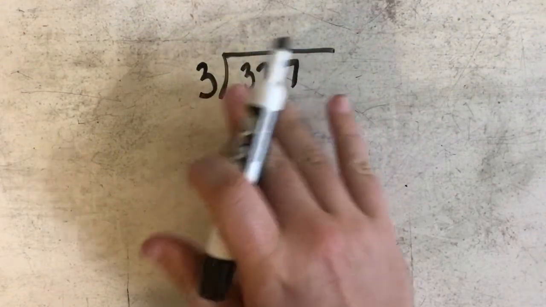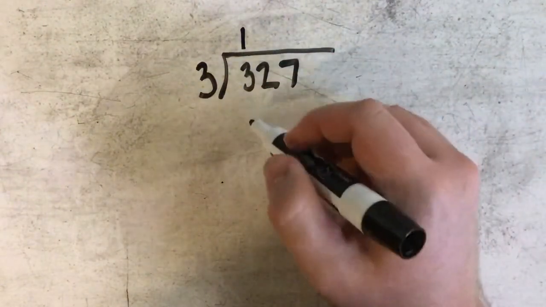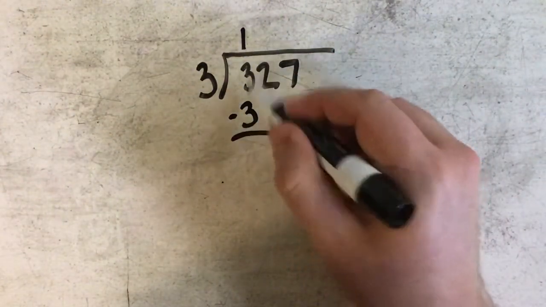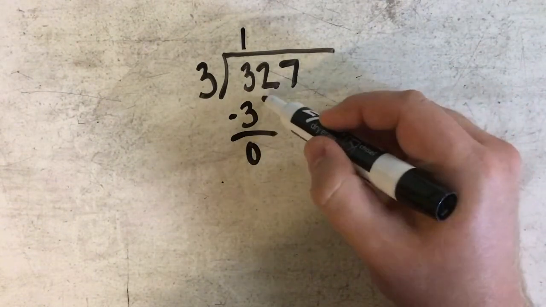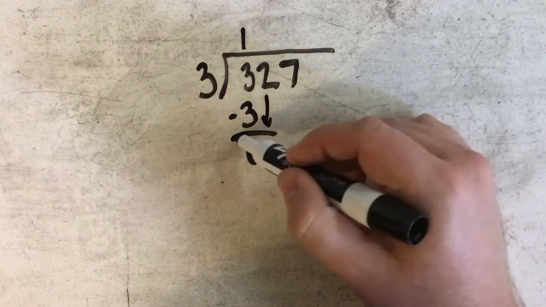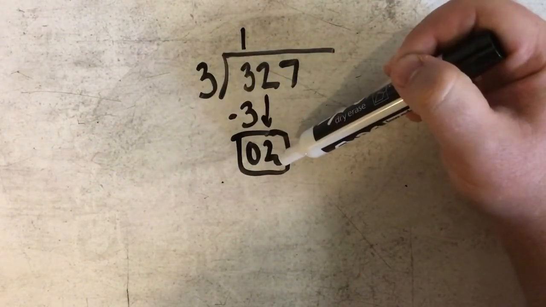I would divide 3 into 3, and 3 goes into 3 one time. 1 times 3 is 3. And when I subtract, I end up with nothing left over. So my next step would be to bring down my 2. And now I see that 3 divides 2.